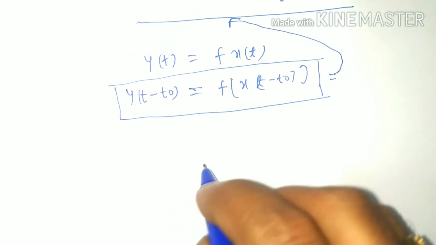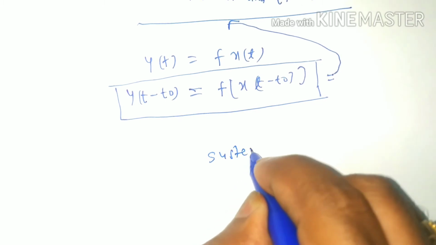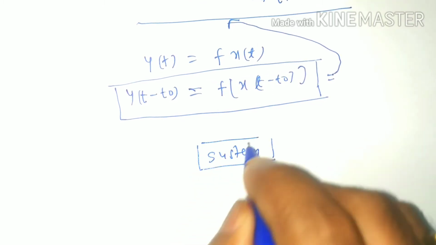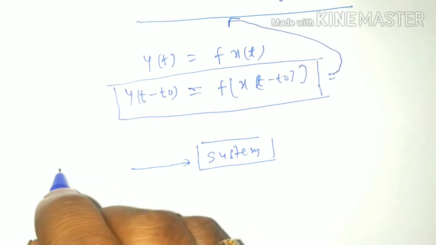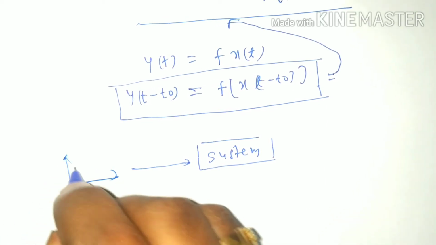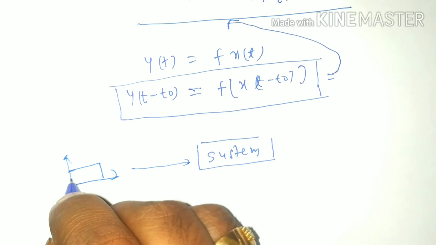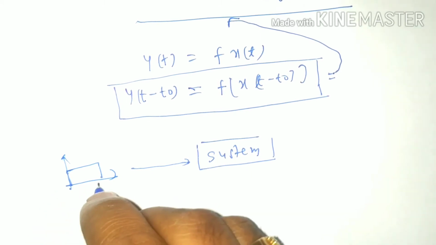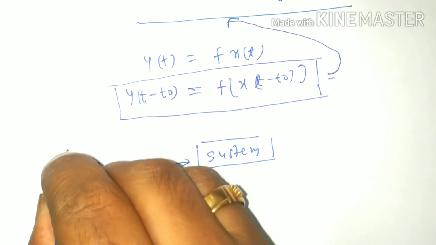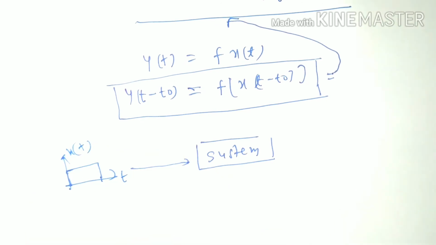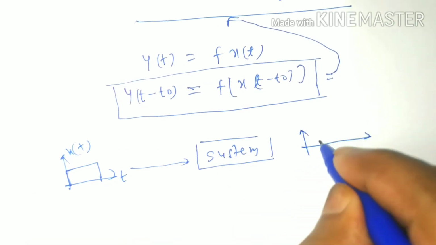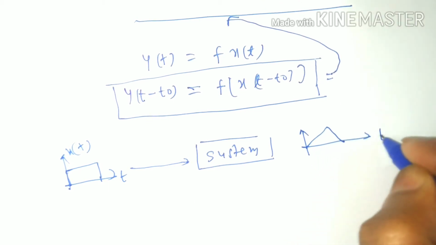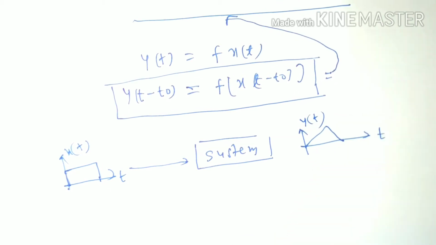So let us see some example. Let a system have an input waveform like that. It is a rectangular signal, x(t) is the input, and its corresponding output y(t) is a triangular signal.